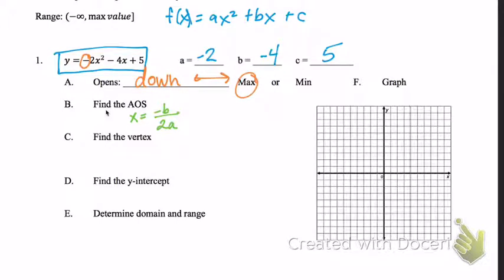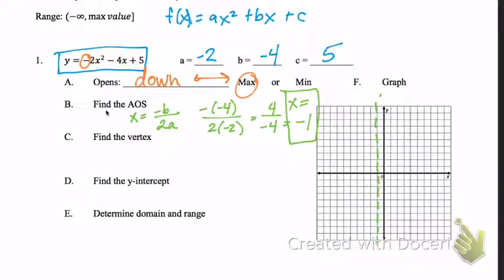So negative b, if I have negative 4 over 2 times negative 2, you end up getting 4 over negative 4, which reduces to negative 1. So my axis of symmetry is x equals negative 1, which would be this vertical line right here. You don't have to put a dash mark. It's just helpful for me.